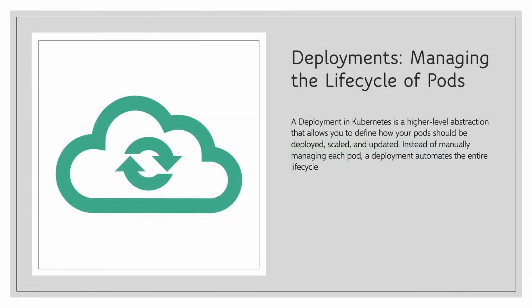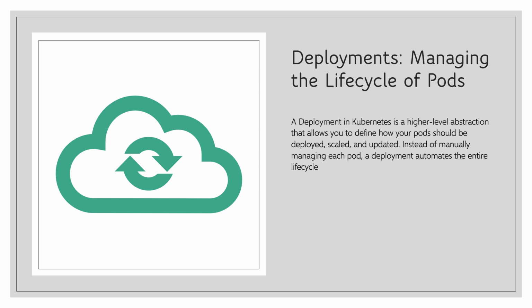Deployments, managing the lifecycle of pods. Next, we need a way to manage and scale pods efficiently. Enter the deployment. A deployment in Kubernetes is a higher-level abstraction that allows you to define how your pod should be deployed, scaled, and updated. Instead of manually managing each pod, a deployment automates the entire lifecycle.